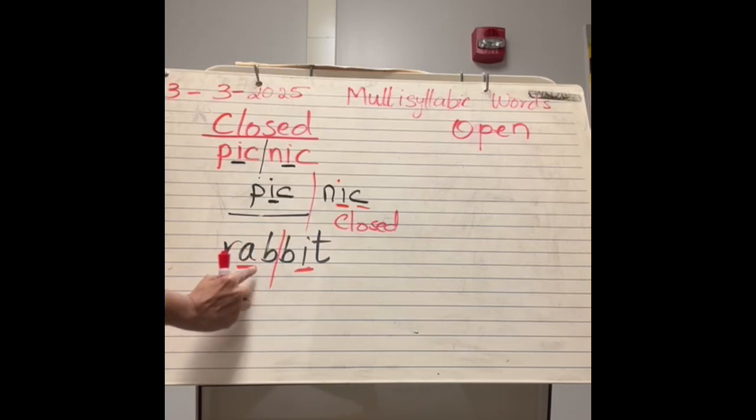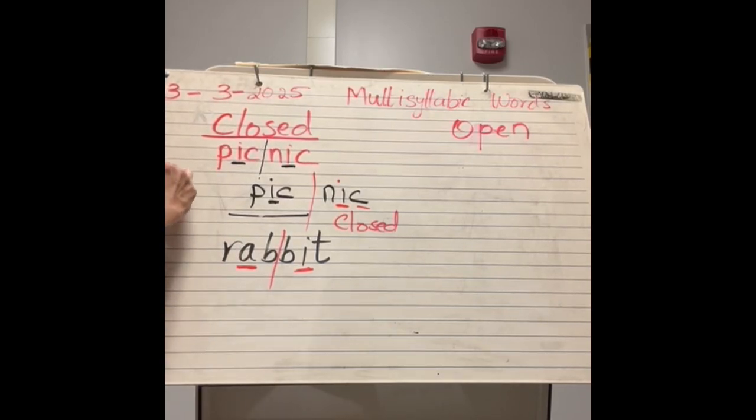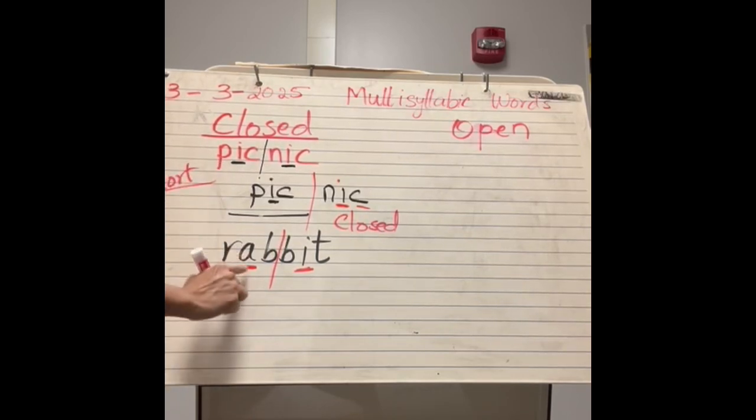This one, yes, it is followed by a consonant. So when a vowel is followed by a consonant, this is a closed syllable. When it becomes a closed syllable, the vowel in the closed syllable says its short sound.